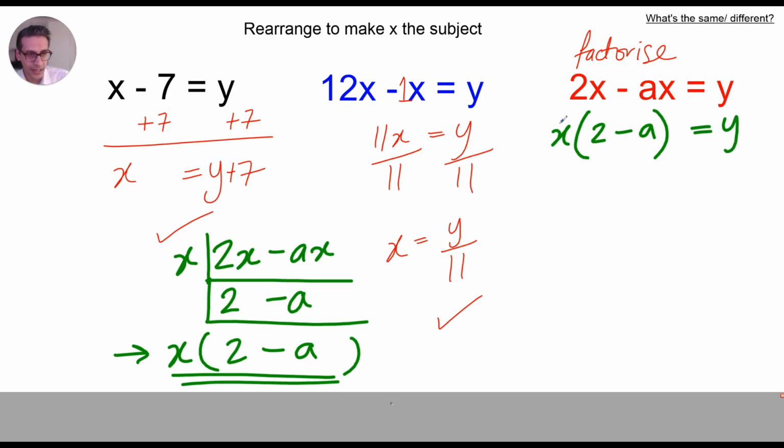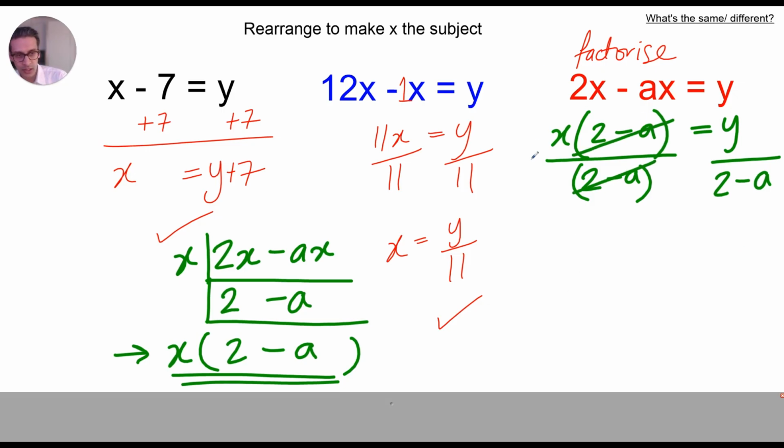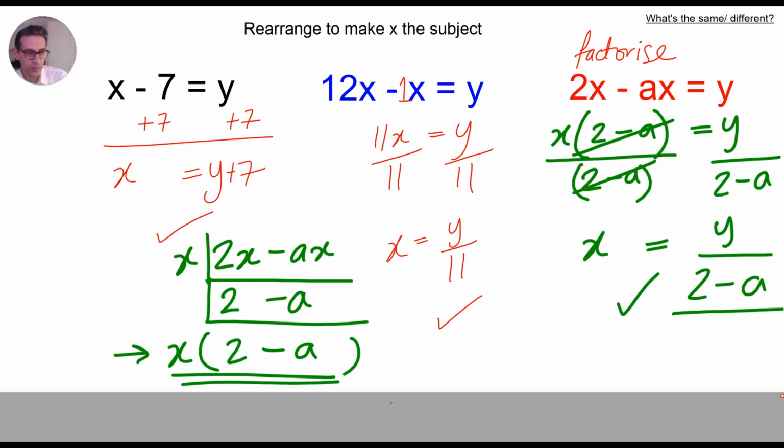Now if I want to isolate x, I can actually do the inverse of multiplication, which in this case is to divide by 2 minus a, and I'm going to divide this side by 2 minus a. So this cancels out because you're multiplying by 2 minus a, then dividing by 2 minus a. It's just going to give you 1. So this is x, or 1x, is equal to y over 2 minus a. That's your answer. So factorizing is really important when you can't combine the terms with x in them, or whichever letter it is in the question.